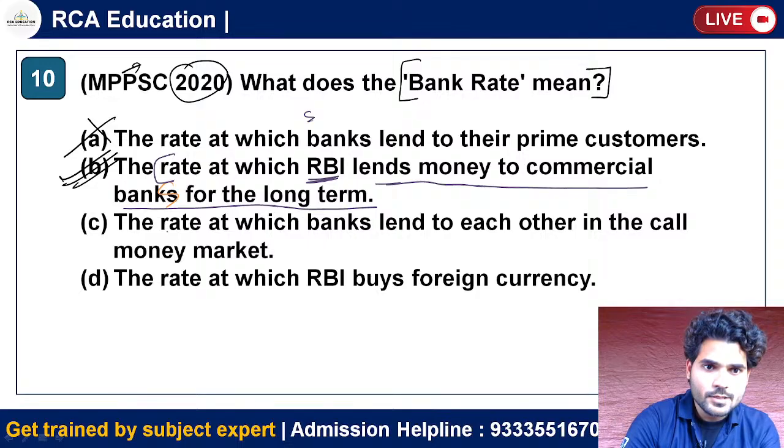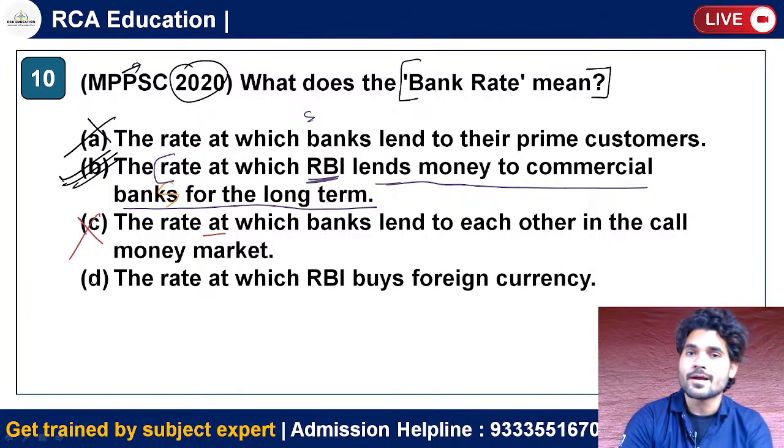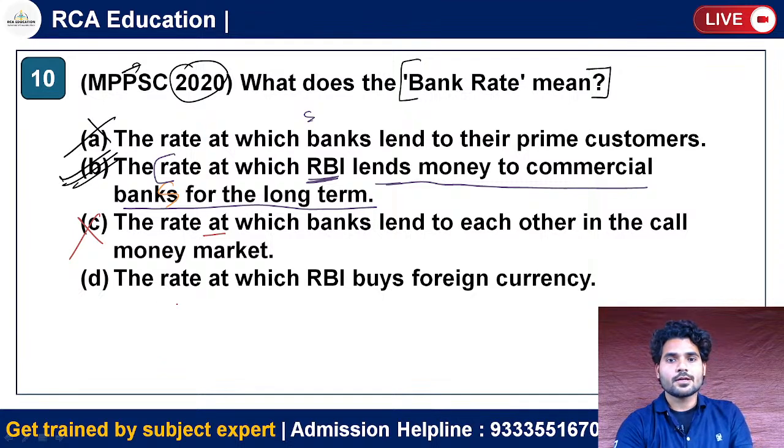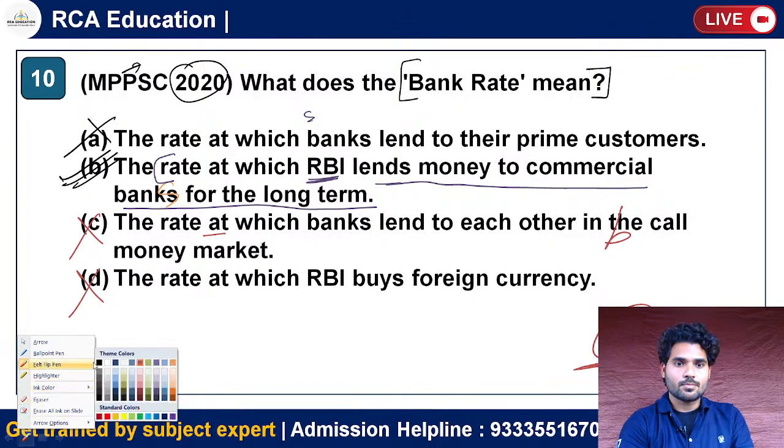So the next option is the rate at which banks lend to each other in the money market. No, this is not the answer. This is the internal bank system. The rate at which RBI buys foreign currency? No, this is not the answer. So the correct answer here is option B.